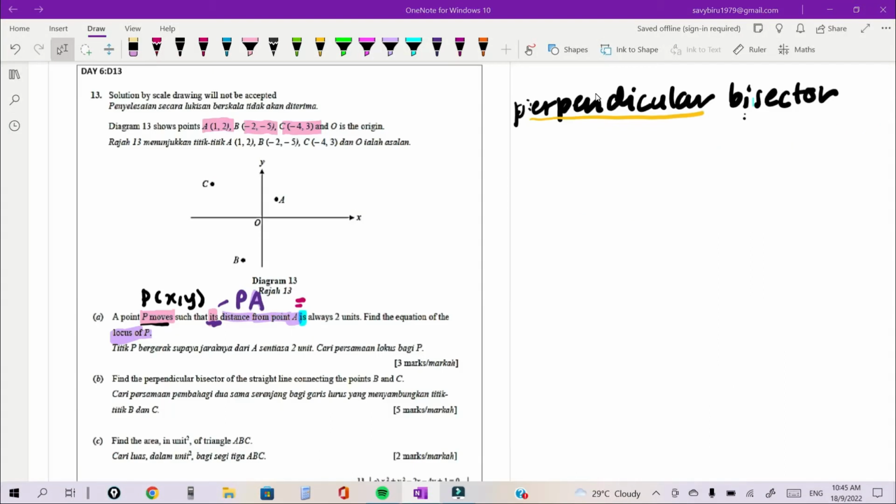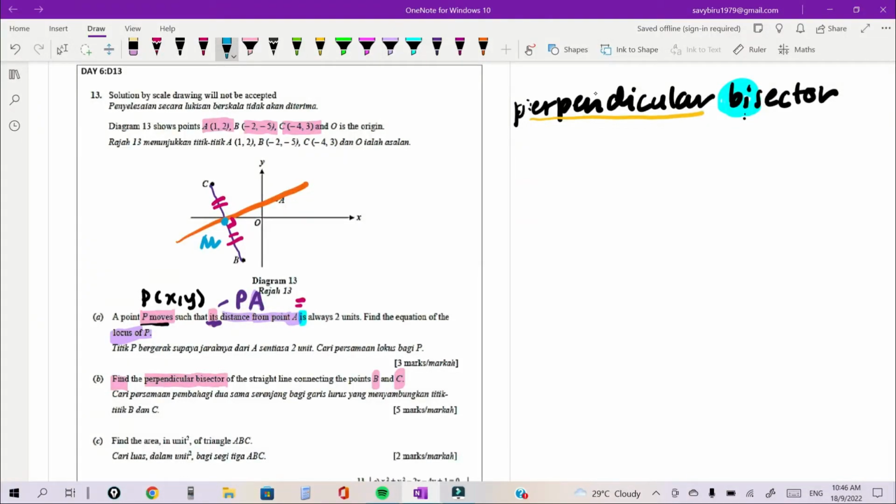Done. Next, C. Find the perpendicular bisector of the straight line connecting the point B and C. So this is BC. You must find the perpendicular bisector of this line. Okay, so you must understand what a perpendicular bisector is. A perpendicular bisector means a line which cuts the line BC here into two equal parts, right, at 90 degrees. So actually this line passes through the midpoint of the line BC.